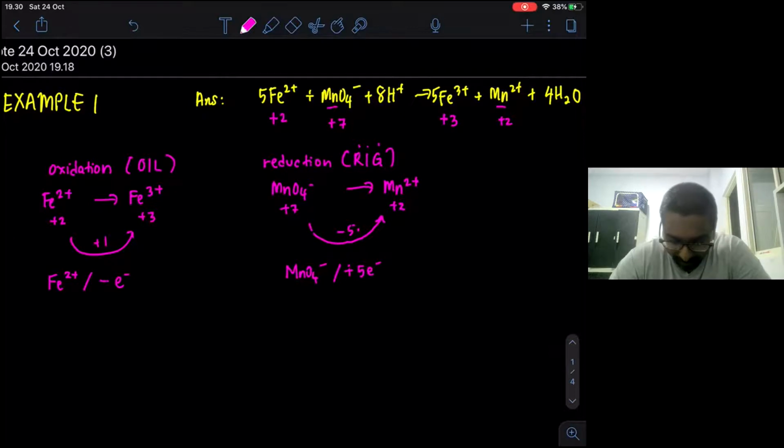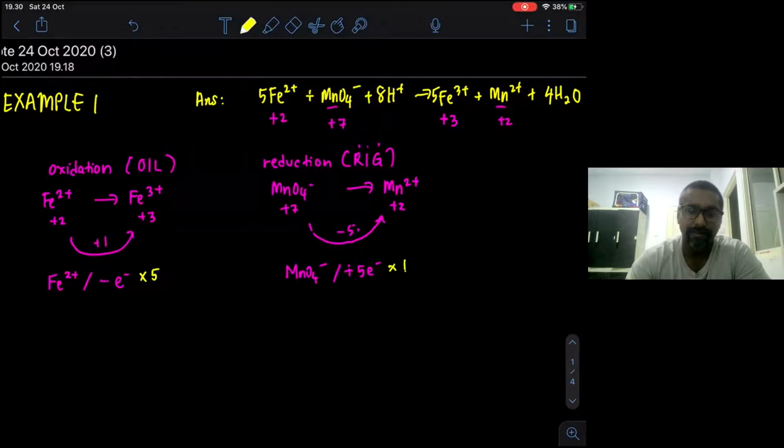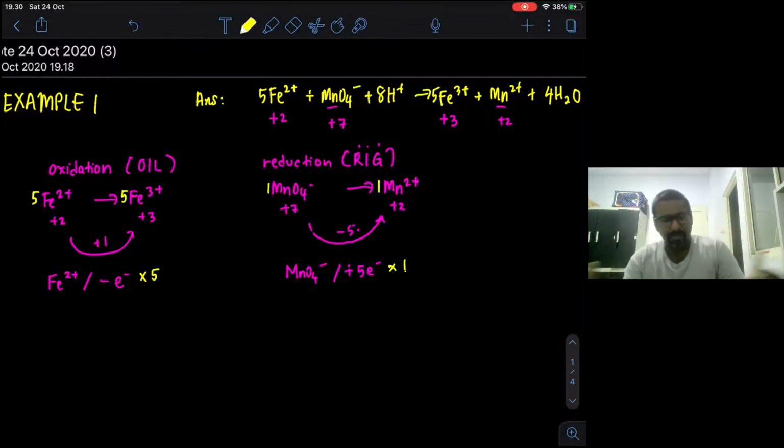Now, the next step is we need to find the lowest common multiple between 1 and 5, because we need to eliminate the electrons. The lowest common multiple is actually 5. So this one I'm going to times by 5, and this one I'm going to times by 1, because I can cancel off the 5 electrons. If I times by 5, it means this one must be times by 5. This is also 5, and this is 1, so it means 1 and 1. Simple as that.